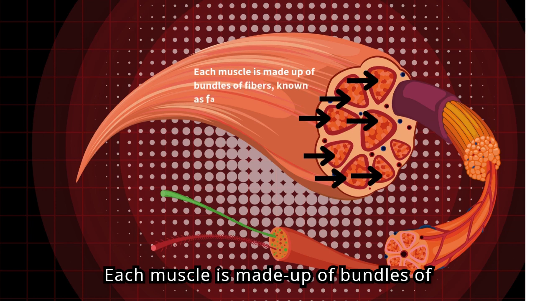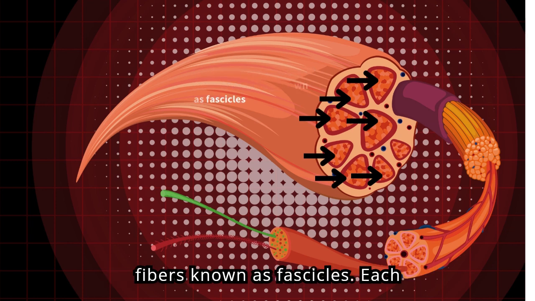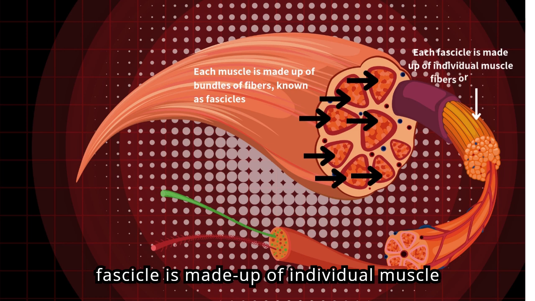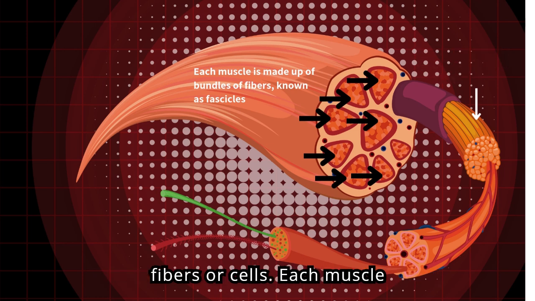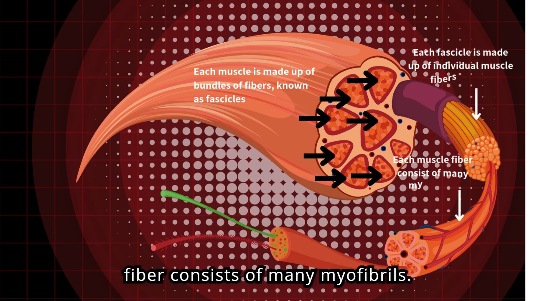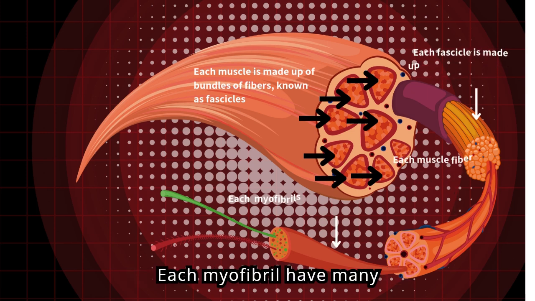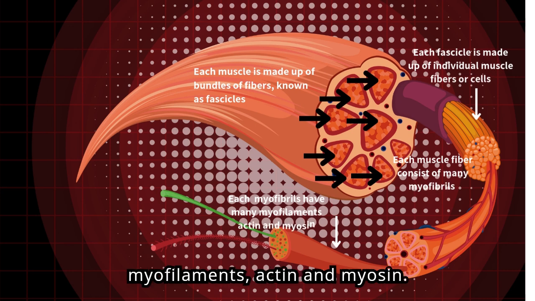Each muscle is made up of bundles of fibers known as fascicles. Each fascicle is made up of individual muscle fibers or cells. Each muscle fiber consists of many myofibrils. Each myofibril has many myofilaments, actin and myosin.